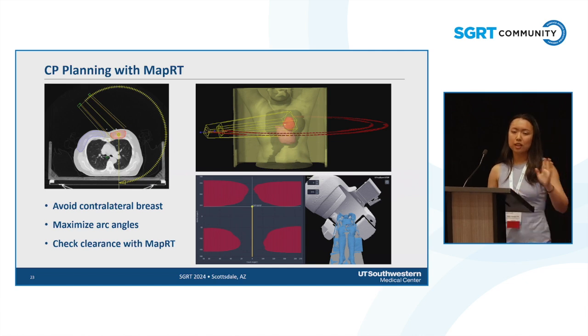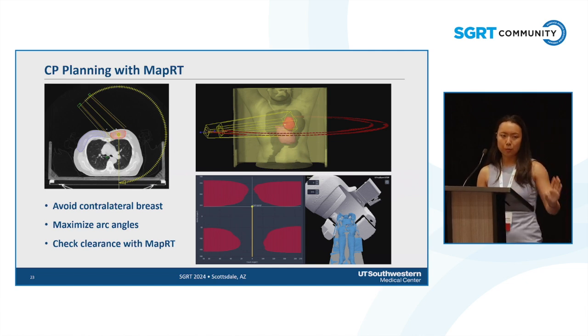So this is how you would go about doing a traditional coplanar plan with MapRT. For the arc arrangement, you try to avoid the contralateral breast as much as possible, and then maximize the available arc angles. And then you check clearance with MapRT in the lower right. In this case, we're very far from collision. Everything looks good. And then you put it in the optimizer, fingers crossed, hoping that you can lower the heart dose as much as possible.